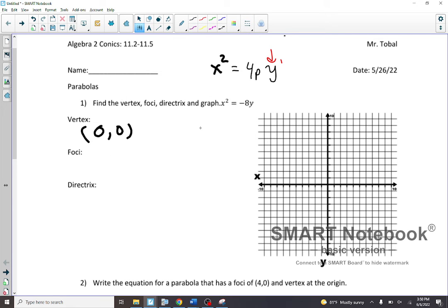Next one, the foci. So we need to figure out what the foci is. This is 4p, this is negative 8. So negative 8 equals 4p. I gotta find p itself, so I divide 4 on both sides. So it's negative 2 equals p.